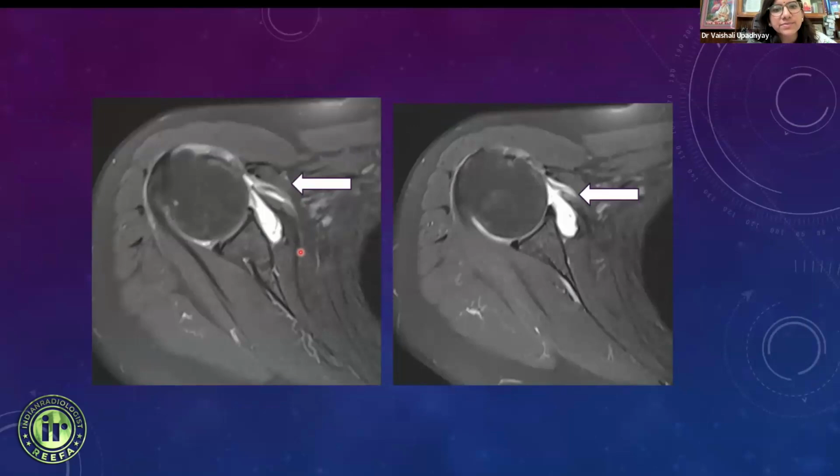Now, this is the subscapularis. Here you can see the subscapularis is a large muscle, with superior and inferior fibers, and you can see joint effusion and a partial tear in the subscapularis tendon.